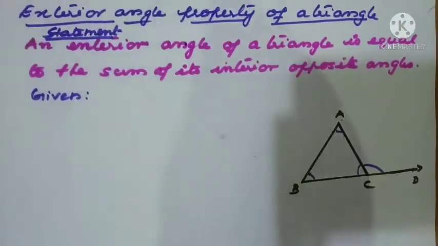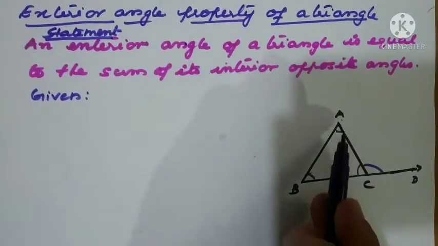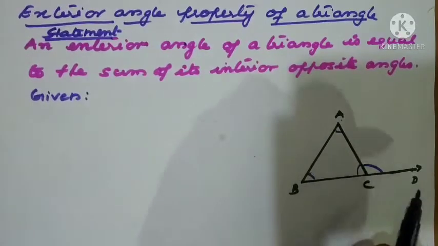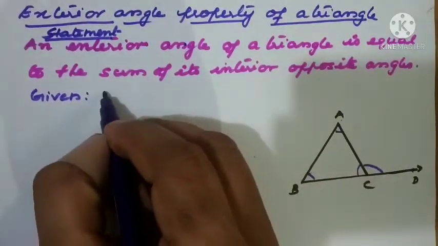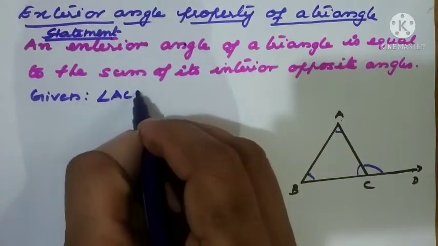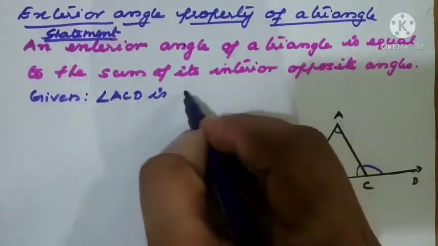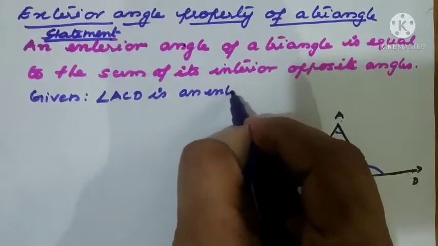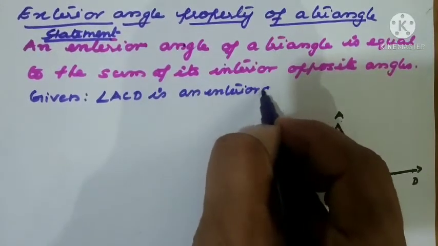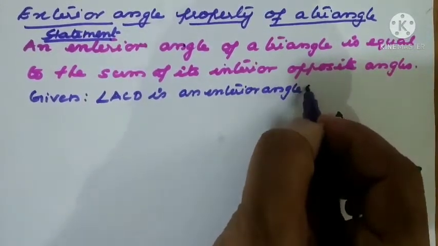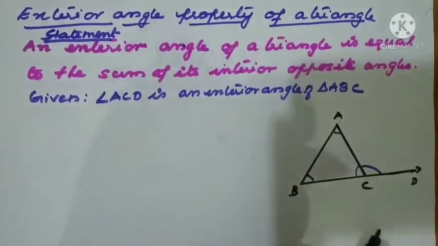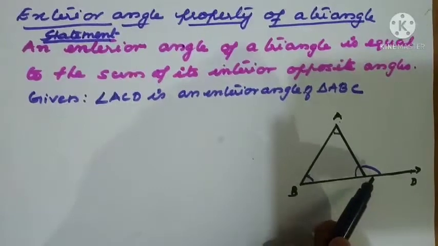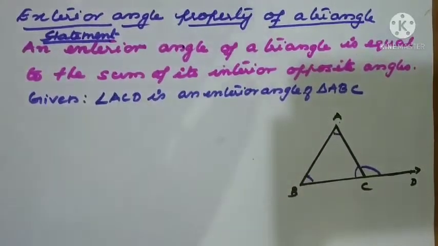What is given in the question? A triangle ABC with ACD as an exterior angle. So I'll write that angle ACD is an exterior angle of triangle ABC. So we identified which is the exterior angle, and we have written here what is given to you.